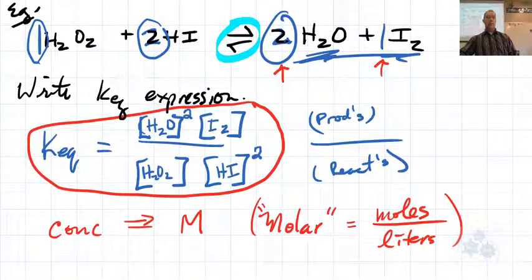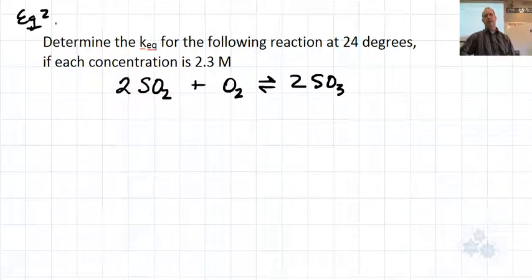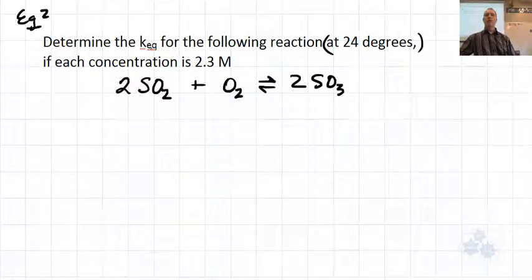All right, any questions? Okay, so here's an example where you're asked to actually determine the value of the KEQ. What you're given is a few things. You're given an equation, so that's great. You're also given a temperature. Now why would you be given a temperature? Well, you don't have to include the temperature in any of your calculations, but you have to understand that the KEQ will change if the temperature changes.